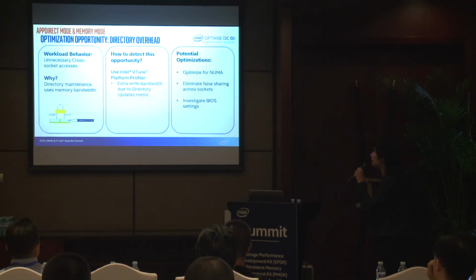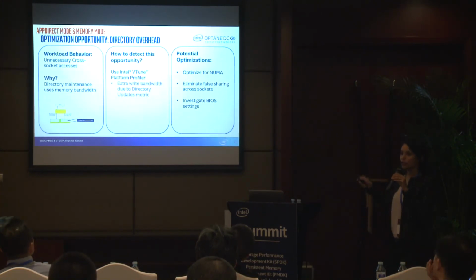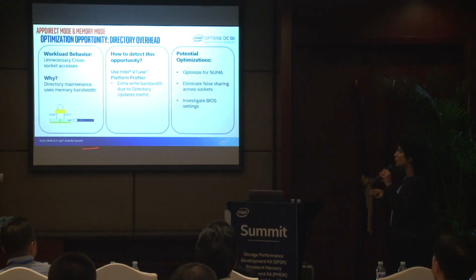Next one, directory overhead. I spoke about this directory concept, right? If your workload has unnecessary cross-socket accesses, that's going to incur a lot of directory updates, and that's going to add to your memory bandwidth. How can you detect this opportunity? We have a metric in Intel VTune Platform Profiler called extra write bandwidth due to directory updates. If you see a lot of write bandwidth due to this metric, you can look into your application and optimize for NUMA.